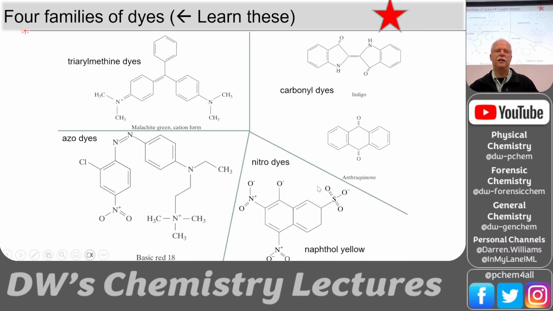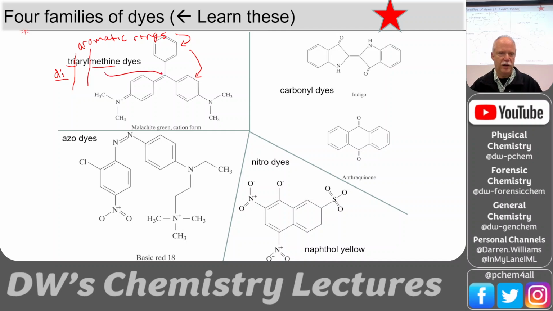So here are the 4 families of dyes. And triaromethine. So we have 3, and it could also be di. So diaromethines and triaromethines. This is aryl, okay? So that's aromatic rings. Right, we see these right here. And then the methine, that's this carbon bonded to 3 things. So you've got methane and methine and so on. So this is the carbon. So that's 3 aromatic rings connected to a carbon and probably charged.